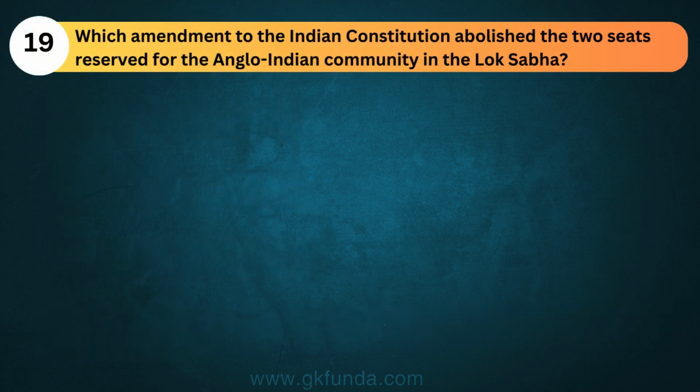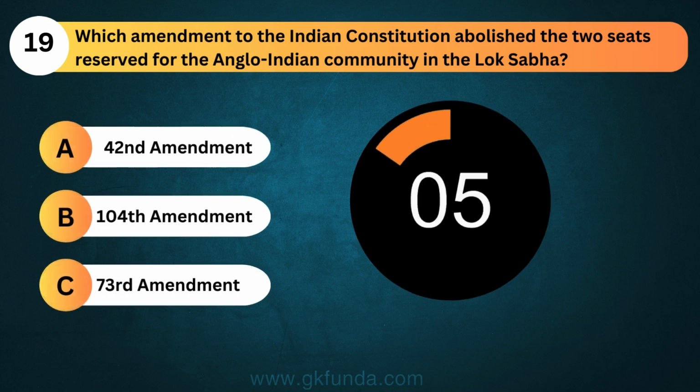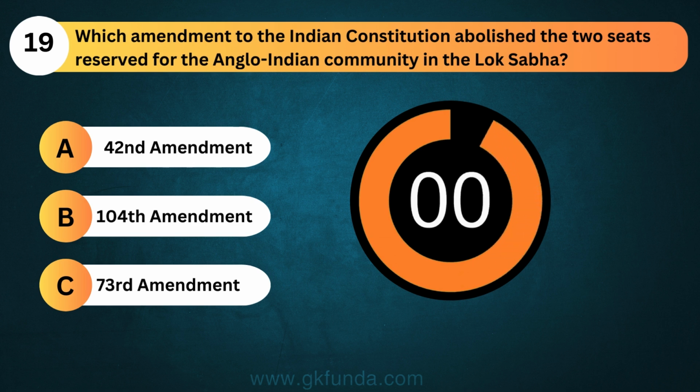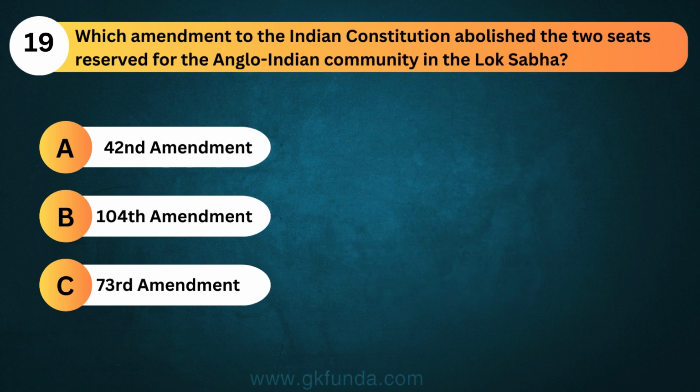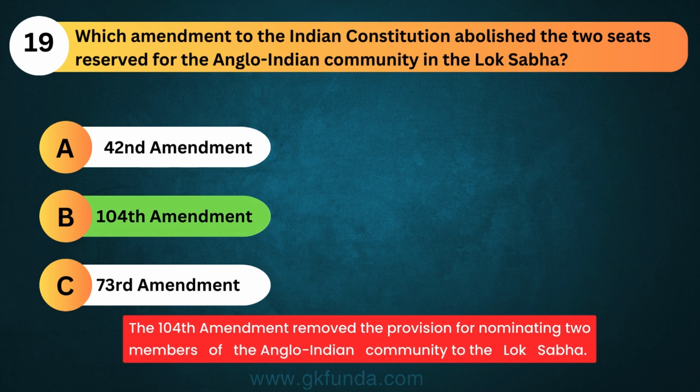Which amendment to the Indian Constitution abolished the 2 seats reserved for the Anglo-Indian community in the Lok Sabha? The answer is option B, 104th Amendment. The 104th Amendment removed the provision for nominating 2 members of the Anglo-Indian community to the Lok Sabha.